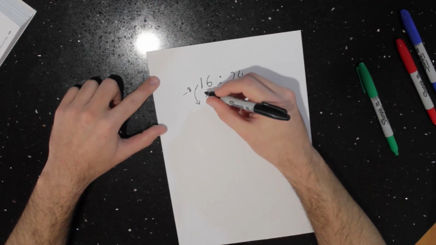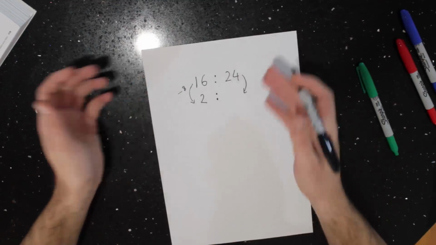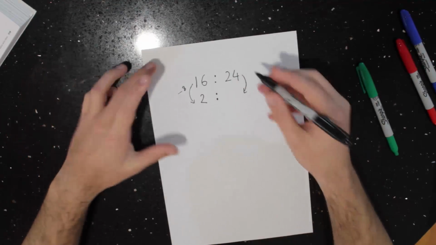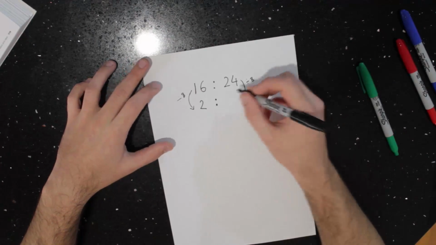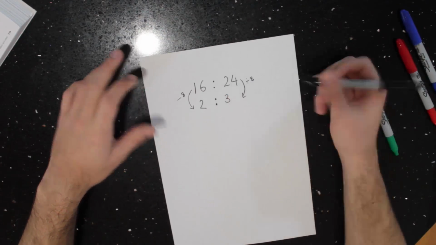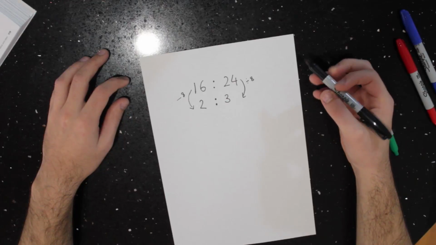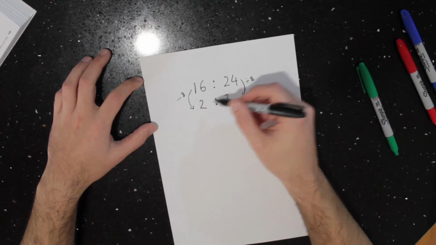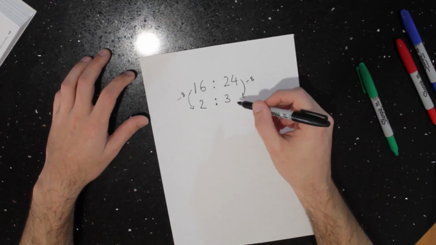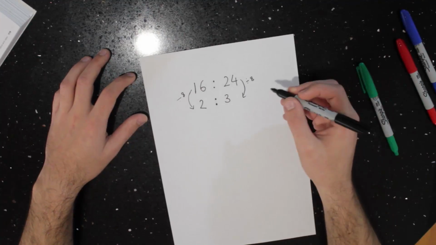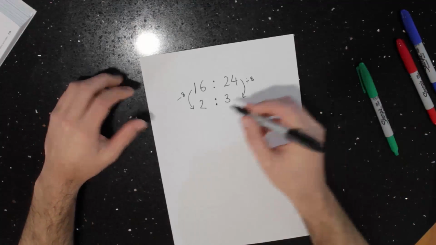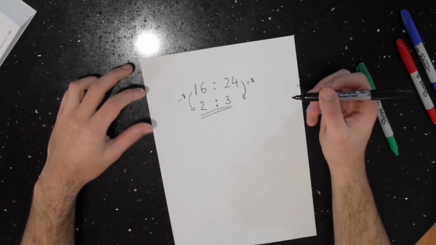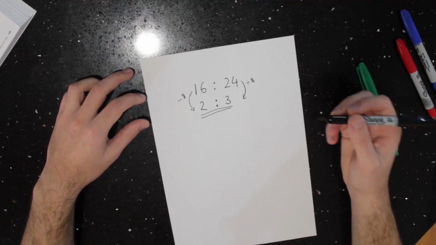Now, whatever I do to one side, in order to keep them equivalent, I need to do that exact same thing to the other side. So if I divided that by 8, it would be 3. So that means our simplified ratio, we can't go any further than this because there are no common factors between 2 and 3, besides 1 or themselves. So this means I've simplified my ratio.